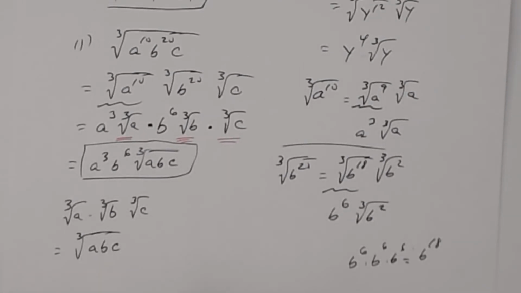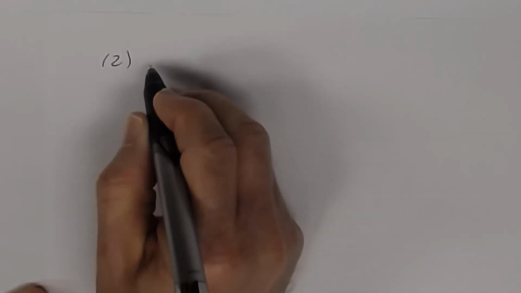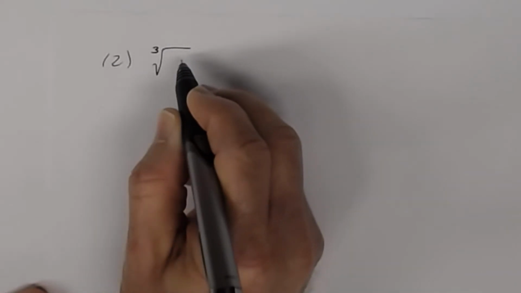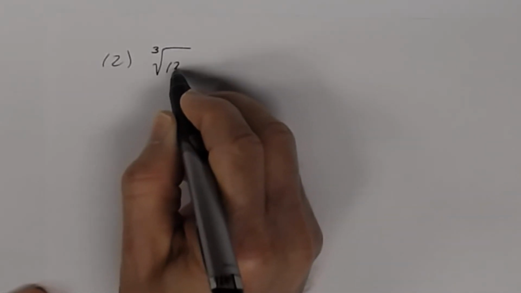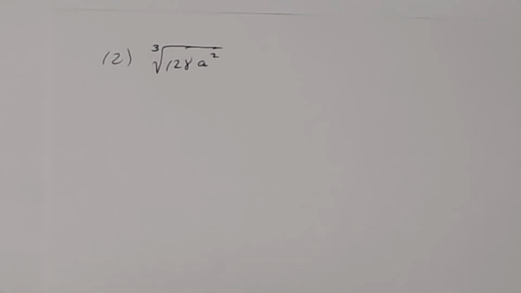Very simple process, isn't it? Very simple. Let's look at number 12. Let's do another one. So it's getting pretty easy, isn't it? Number 12, let's suppose we had the cube root of 128 a to the second power. Cube root of 128 times a to the second power.